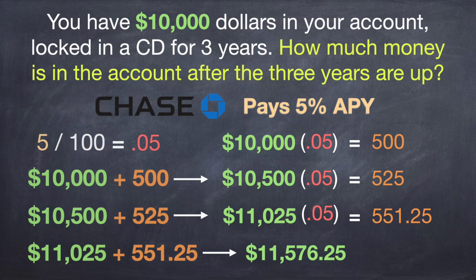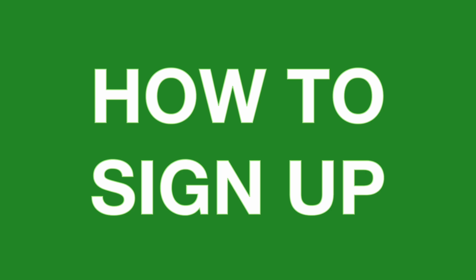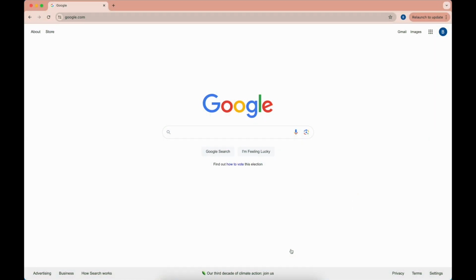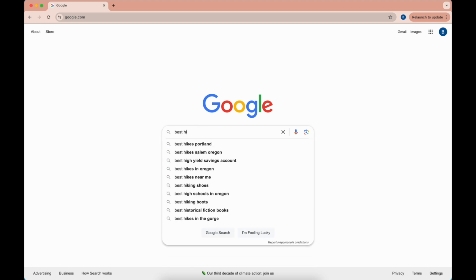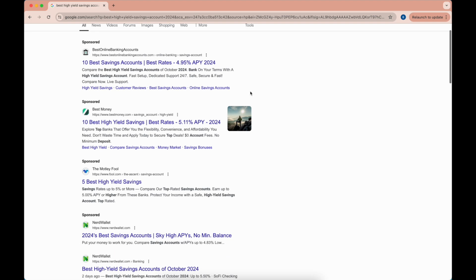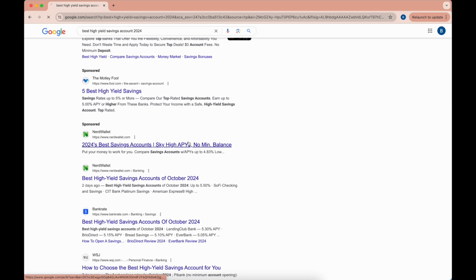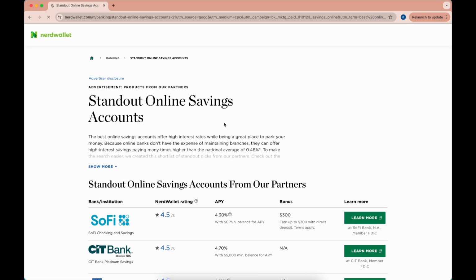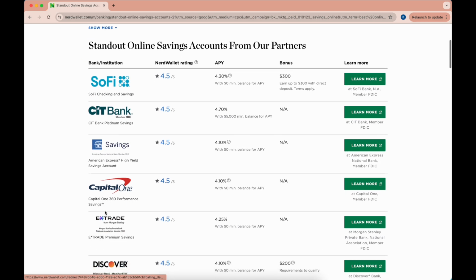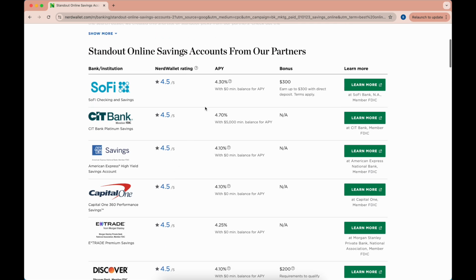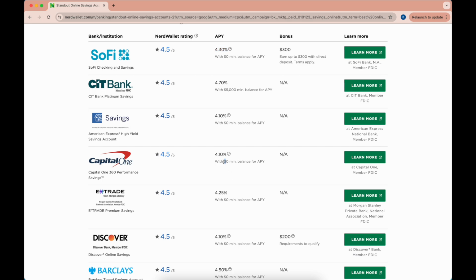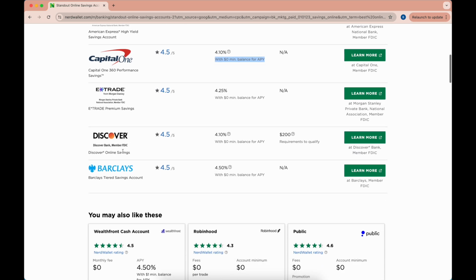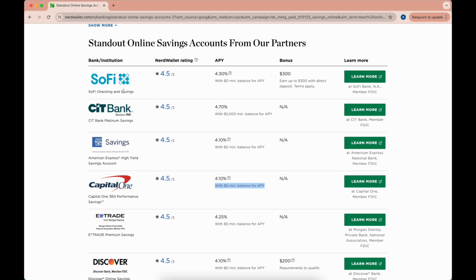So the last question is, how do you sign up for one of these accounts? We're going to go over that right now. If you are interested in figuring out how to sign up for a high yield savings account, all you have to do is Google best high yield savings accounts for whatever year it is. And again, there's going to be a ton of resources on this. NerdWallet and Bankrate, I always think, are two of the best sources. They have all these different accounts you can sign up for that get you guaranteed APY. Some have minimum deposits, but many of them have zero. So you can just click each account, learn more about them, and see which one is the right one for you.